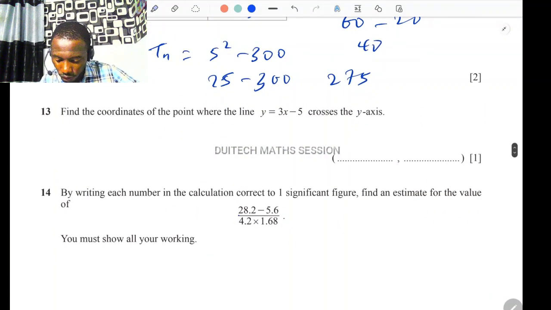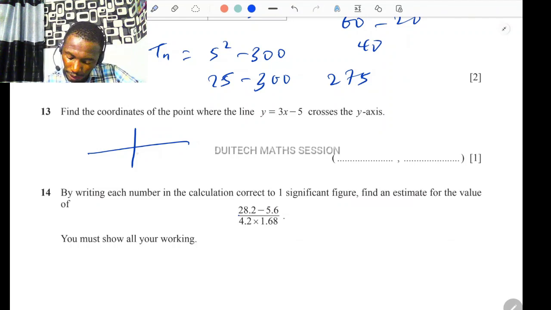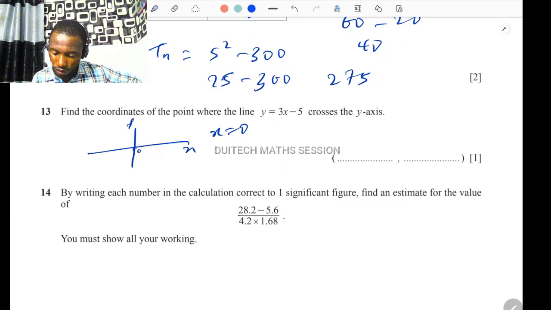Find the coordinate of the point where the line y equals 3x minus 5 crosses the y-axis. So how do we find the coordinate of this point? Remember, since the line crosses y, it is expected that x is 0. So your x is 0 because this is your y-axis, this is your x-axis. So if it crosses at the y-axis, x is 0 at that point.